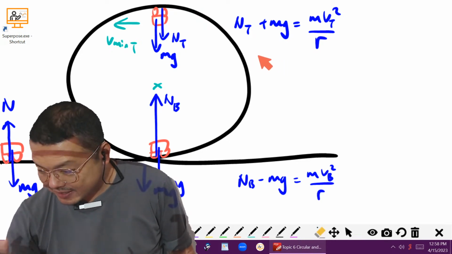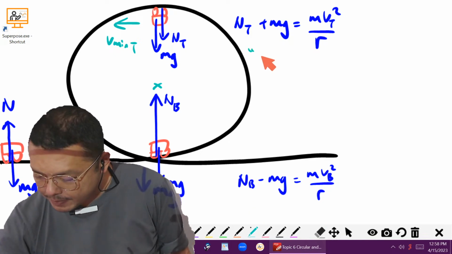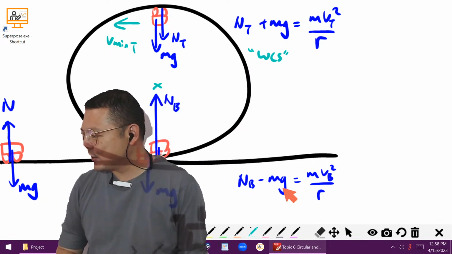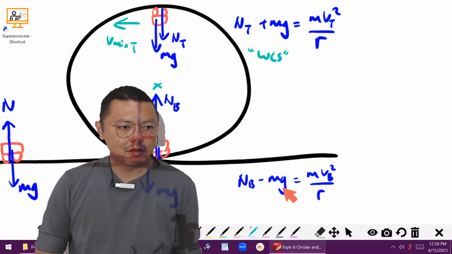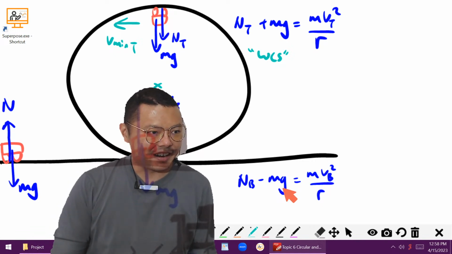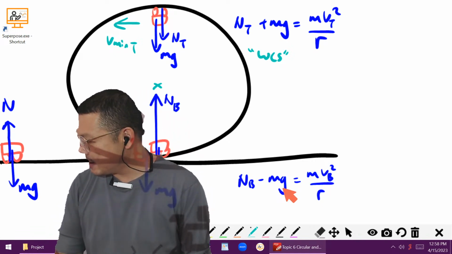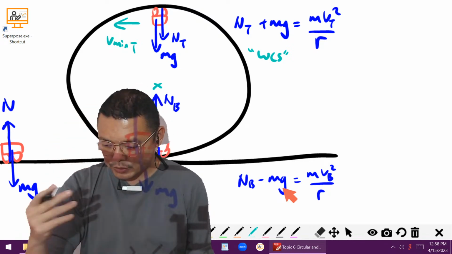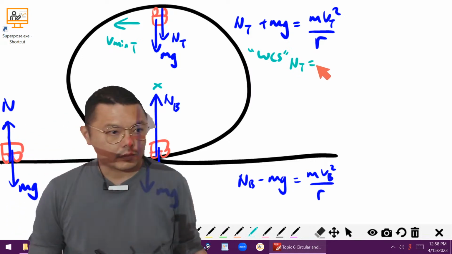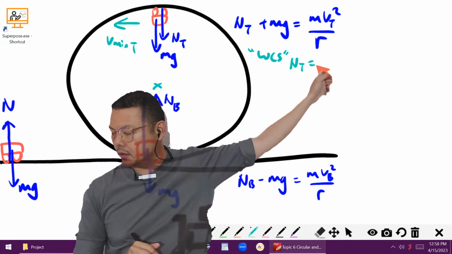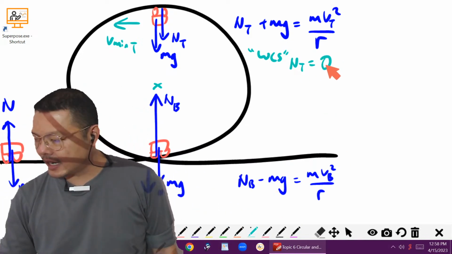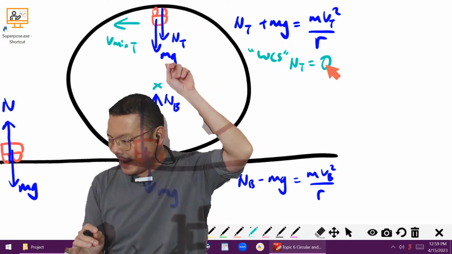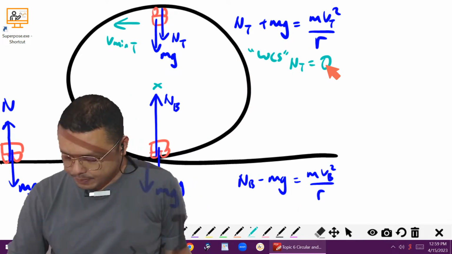So to start this off, to help you remember this, please remember, what is the worst case scenario to happen here? The car will lose contact, drop off. Worst case scenario, you lose contact. When you lose contact, what is the NT equal to? 0. That means you lose contact, which means that in the worst case scenario, you depend on the weight to provide for the centripetal force. You depend on mg.